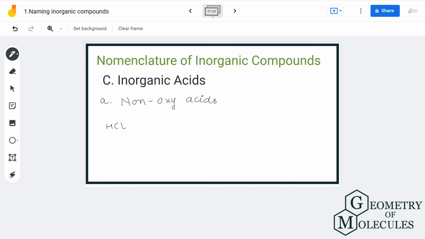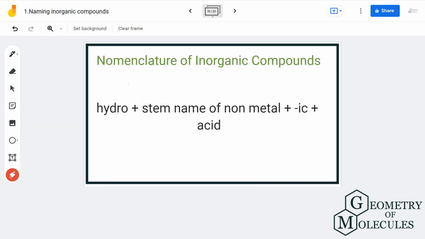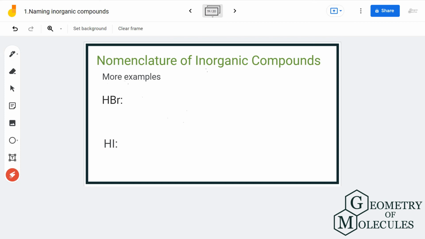These are named by using the prefix hydro followed by the stem name of the non-metal with the suffix IC followed by the word acid. So the final name will be hydrochloric acid. So the general form comes out to be hydro plus stem name of non-metal plus the suffix IC plus the word acid. Let us see some more examples.